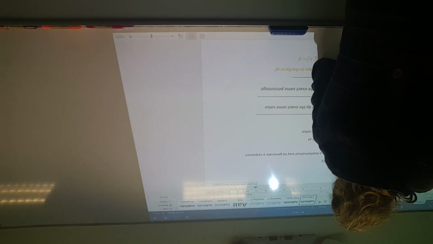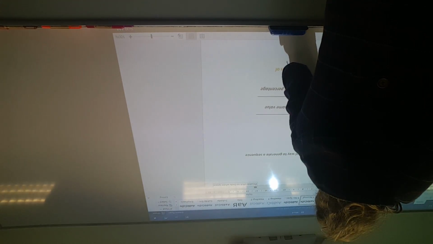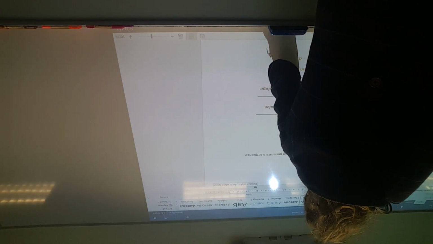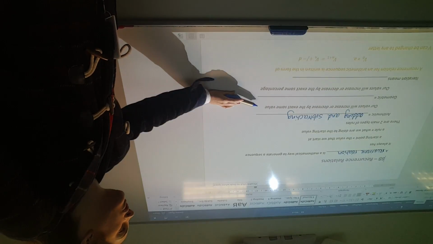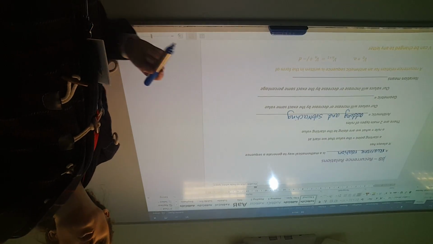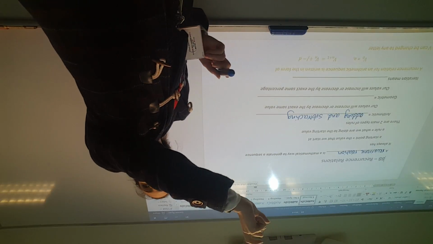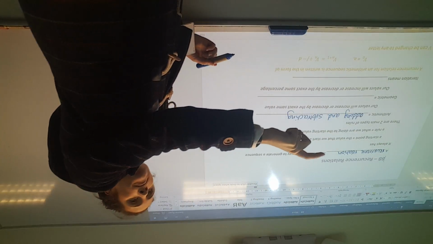And like a sequence, it always has a starting point, which is the value we start at, and a rule, which is what we are doing to the starting value to get our next terms. And there are 2 main types of rules. We have arithmetic, which is when we're adding and subtracting. And when we're adding or subtracting, our values increase or decrease by the exact same value. So we keep adding 2 or taking away 4. That number stays the same.